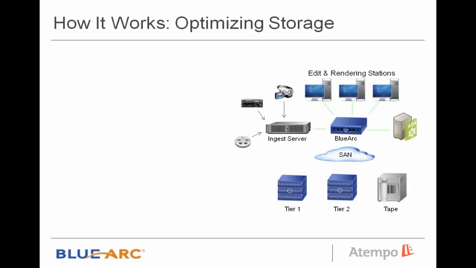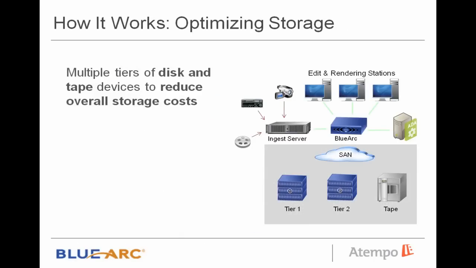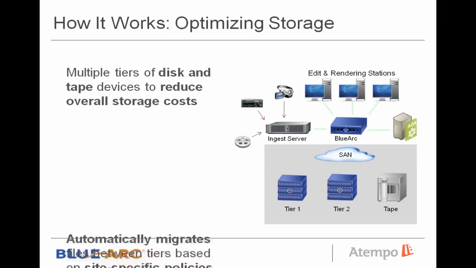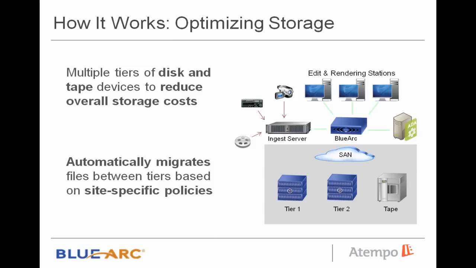How does the joint solution work? It uses multiple tiers of disk and tape devices to reduce overall storage costs and automatically migrates files between the tiers based on site-specific policies.